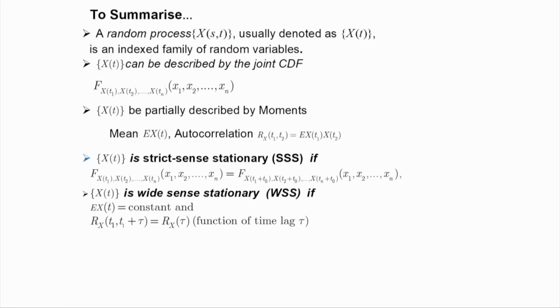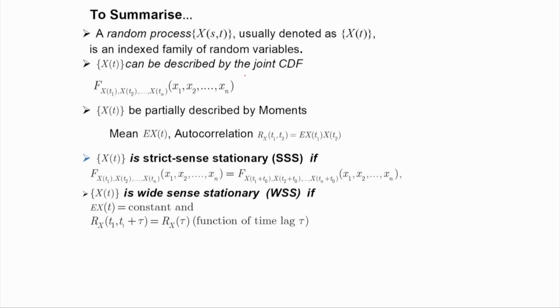A random process is a function of S and T, where S is the sample space, it is a sample point, and T is usually a time variable. It is a function of two arguments, sample point and T, and it is usually denoted by xt. S is omitted, just like in the case of a random variable. So, a random process is an indexed family of random variables. So, what do I mean by that? At every instant t, it is a random variable.